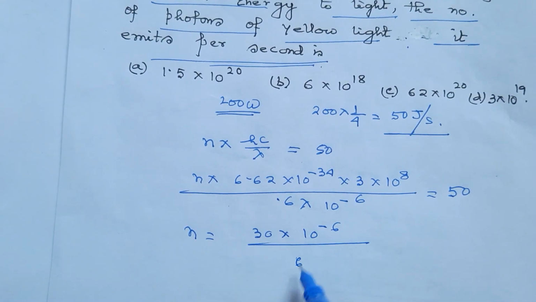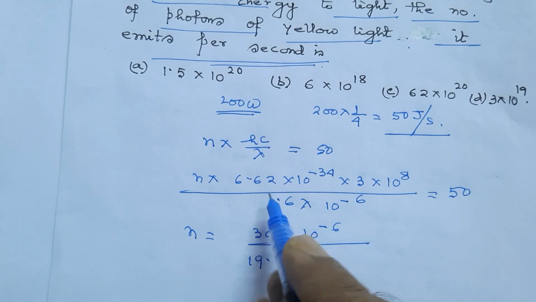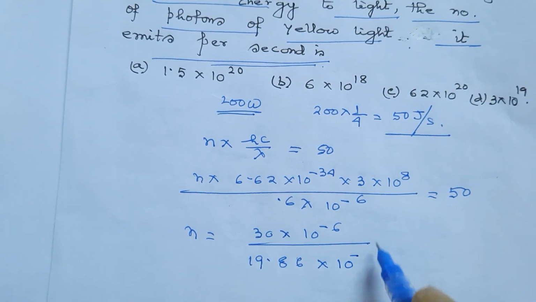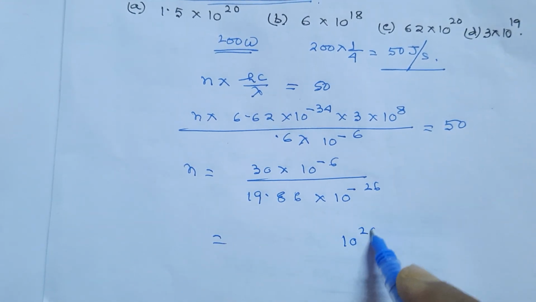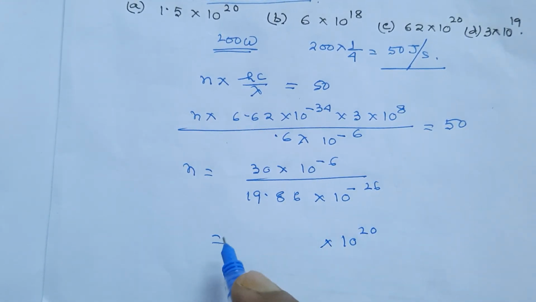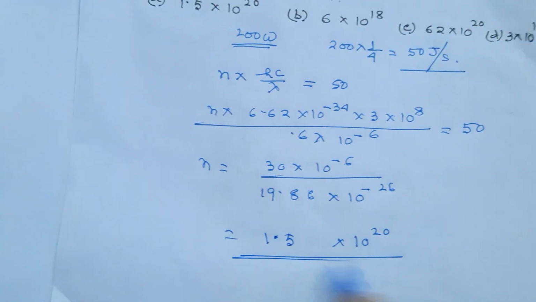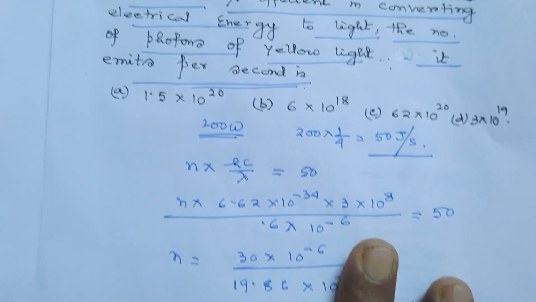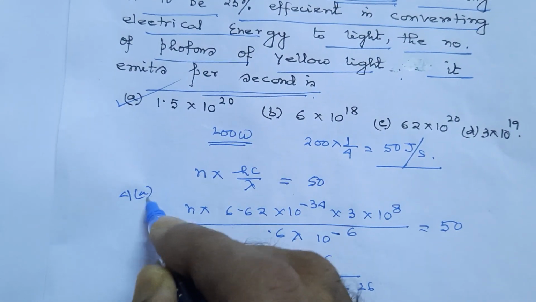This is 19.86 into 10 to the power minus 26. That is your 10 to the power 20 into 1.5 nearly into 10 to the power 20. So the correct answer is A. So the correct answer to the question number 4 is A.